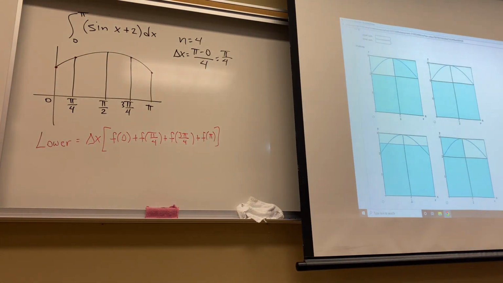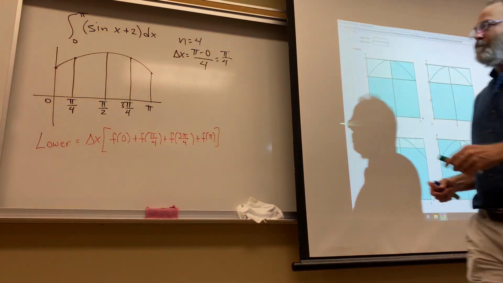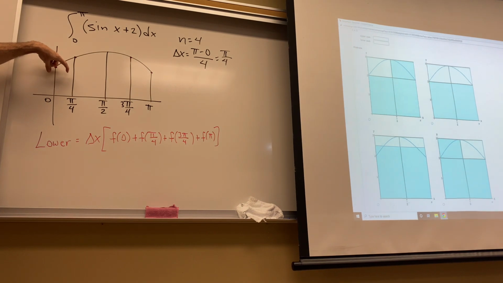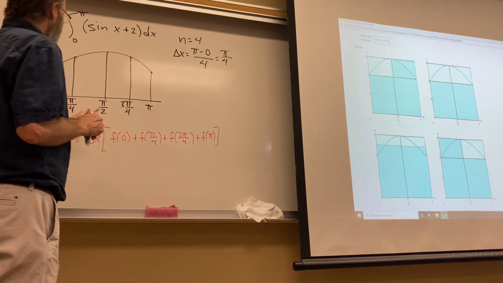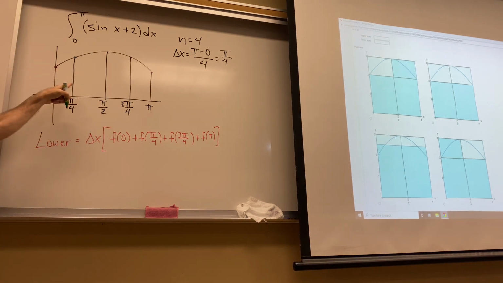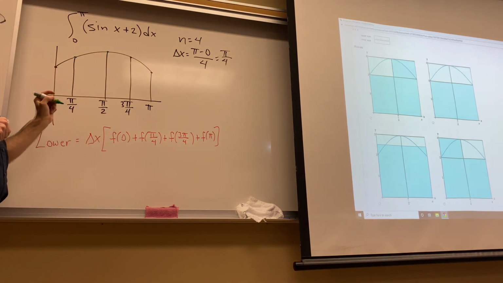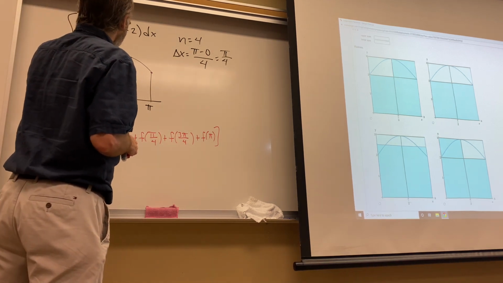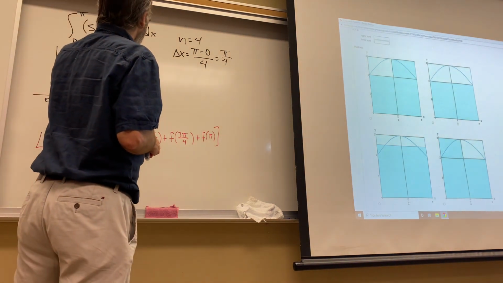And now let's do the upper. The upper is going to do the same thing, except in every region we're going to pick the highest point in that region. I'll do these in green. So in this first rectangle, where does the highest point occur? Pi over 4. This region? Pi over 2. This region? It looks like pi over 2, also pi over 2. In this region? 3 pi over 4. Okay.